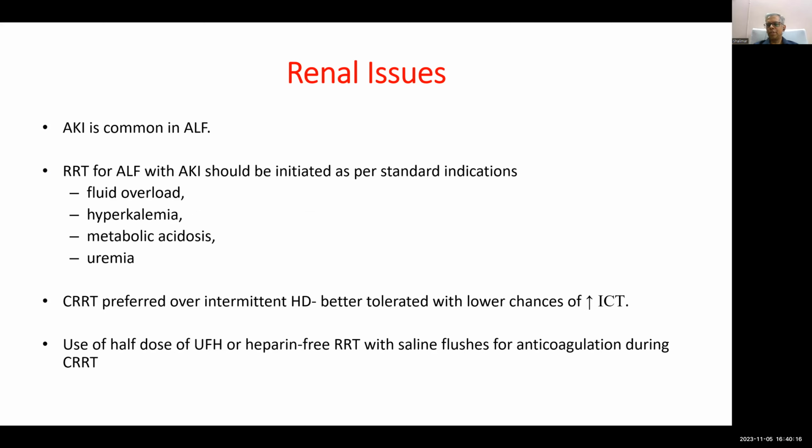The indications for renal replacement therapy remain the same across all critically ill patients. You need to take a call for renal replacement therapy when there is fluid overload, hyperkalemia, metabolic acidosis, and uremia. These are the same across all patients, with no specific other indications. But there is a benefit of using CRRT over intermittent hemodialysis, as it is better tolerated and also reduces the intracranial pressure. So the use of CRRT is definitely beneficial in patients with acute liver failure. And the type of anticoagulation has also been shown to make some difference, because you may use a little less heparin here, or heparin-free renal replacement therapy.